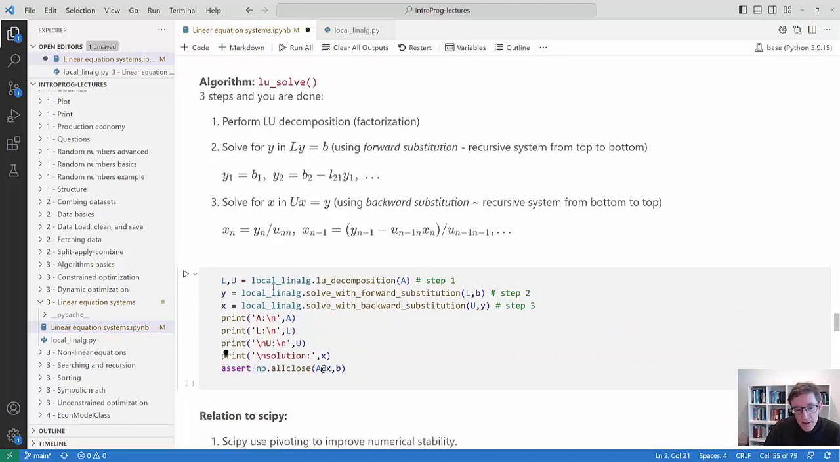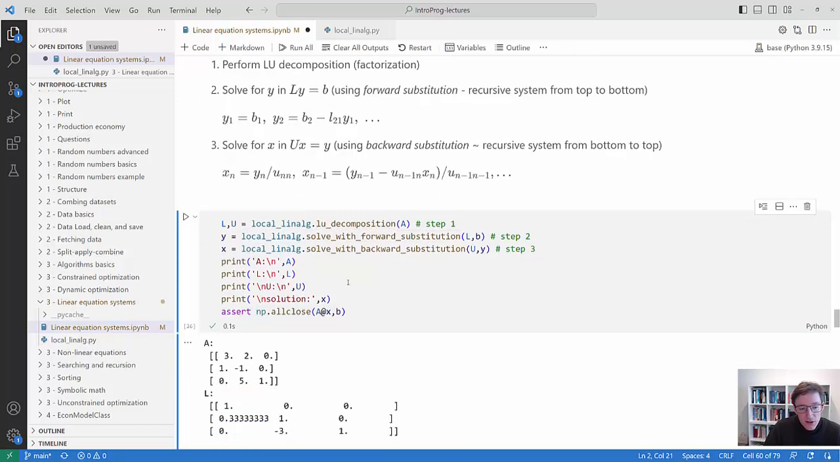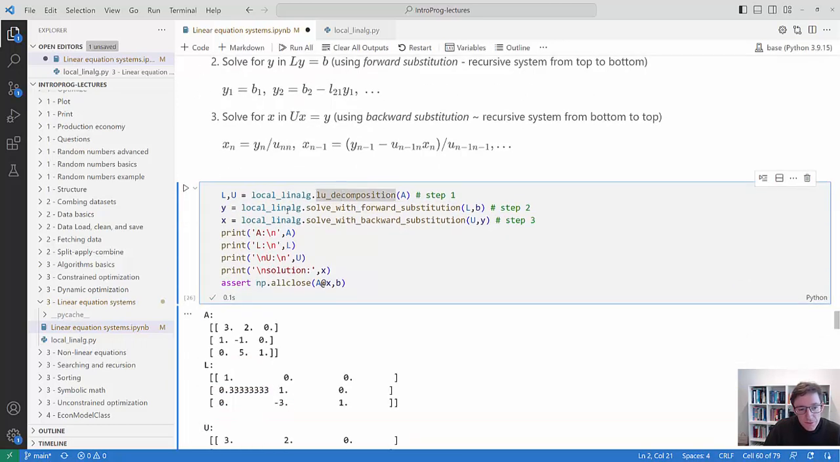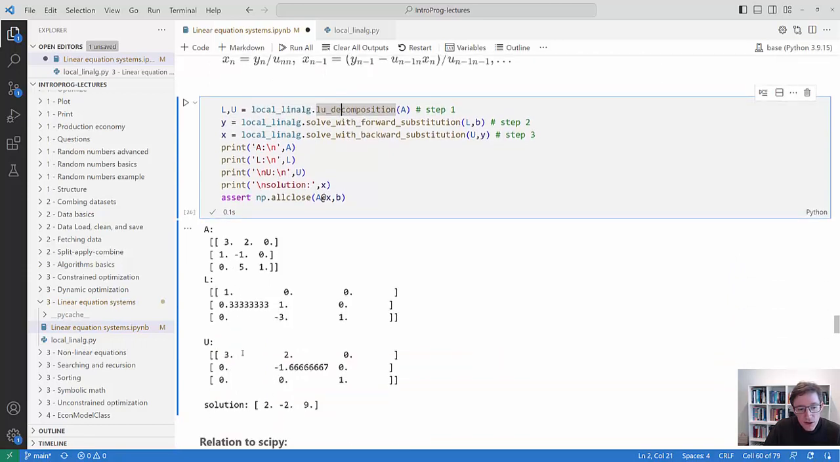And again, I've implemented this in the local linalg package, and you can see you do these three steps. You do the LU decomposition. You take the A, L and U comes out that have the right format, and then you can solve it by getting the y by forward substitution. We're not caring about the y in itself, and then we can do the backward substitution, and we get the x out, and it's the same solution as we had before.